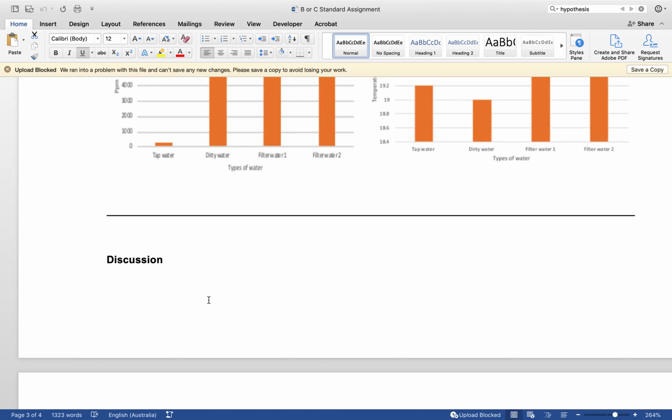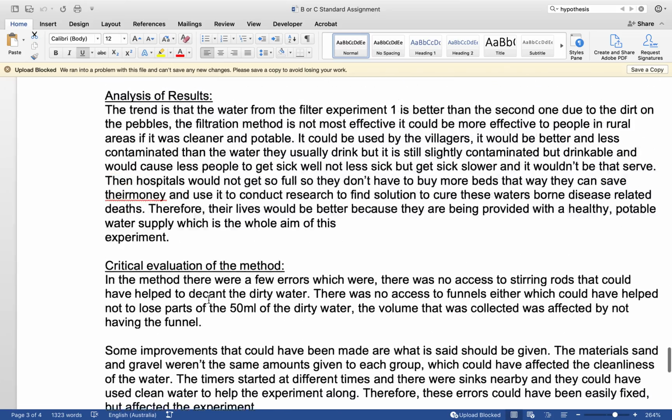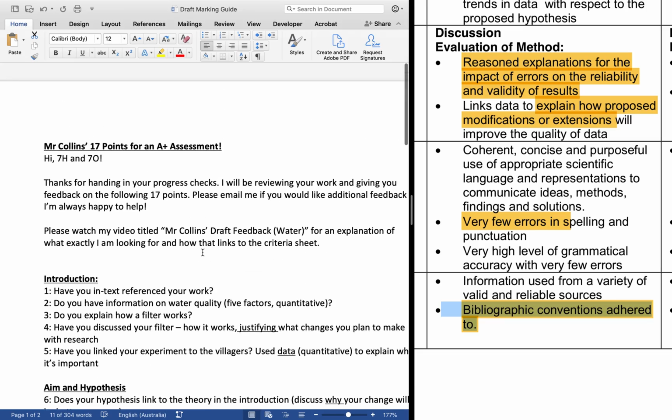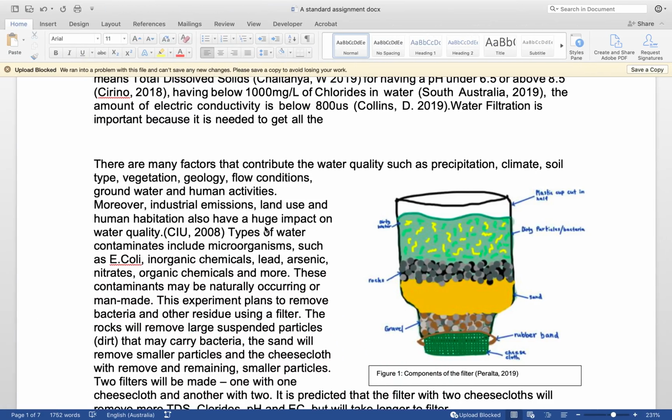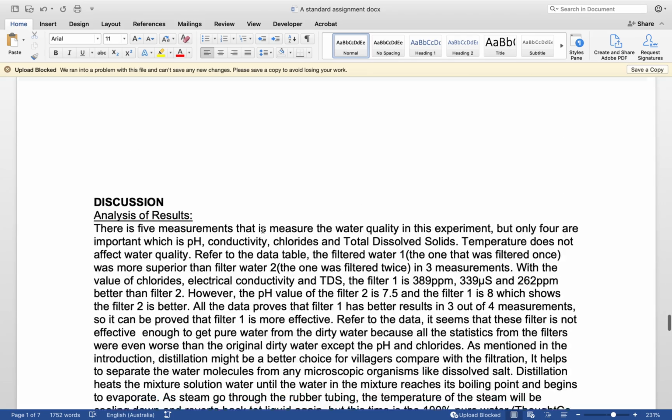They had a few spelling mistakes throughout. They didn't have in-text referencing. They didn't have any diagrams, and their diagrams weren't labelled anyway. This student had pretty good diagrams which were labelled. Everything was pretty clear.